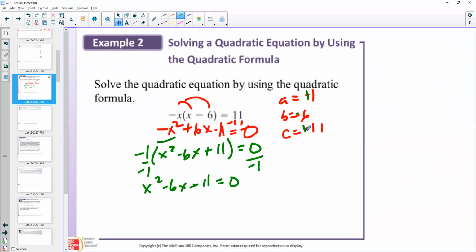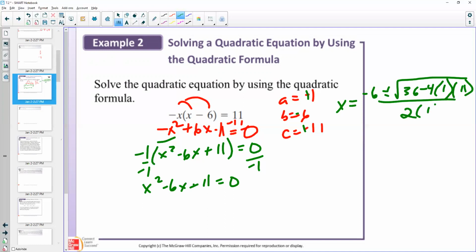So now quadratic formula, just like we did. X equals negative b, which is -6, plus or minus the square root of b², which is 36, minus 4 times 1 times 11, all over 2 times 1. Okay, well, I'm going to do what's in the radical first. -6 plus or minus -4 times 1 times 11 is -44. -44 and 36 is -8. And that's all going to be over 2.